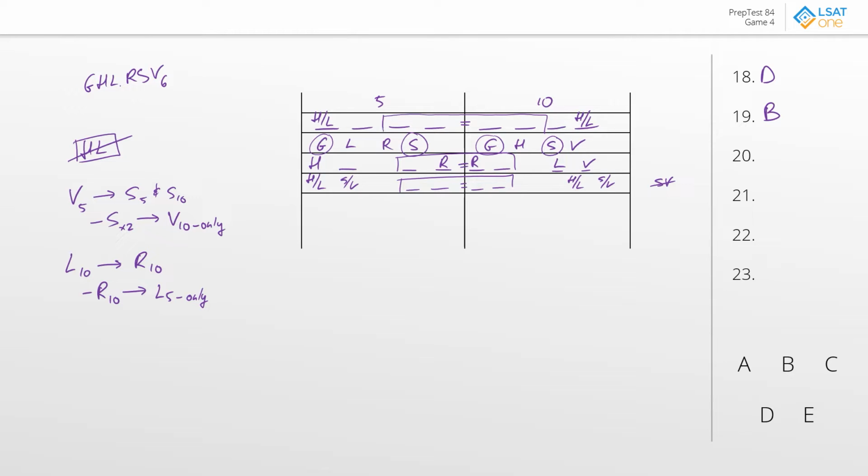Except we can take this a few steps further. First of all, we can't really trigger this guy. V can't go on 5 anymore, because for V to go on 5, S would have to double, which at the moment it can't, which means that V is actually going to be the one who happens to be on 10, while S is going to be the one that happens to be on 5.